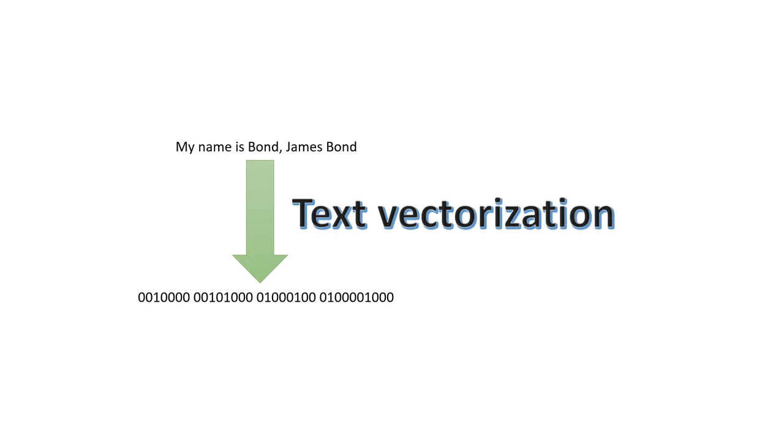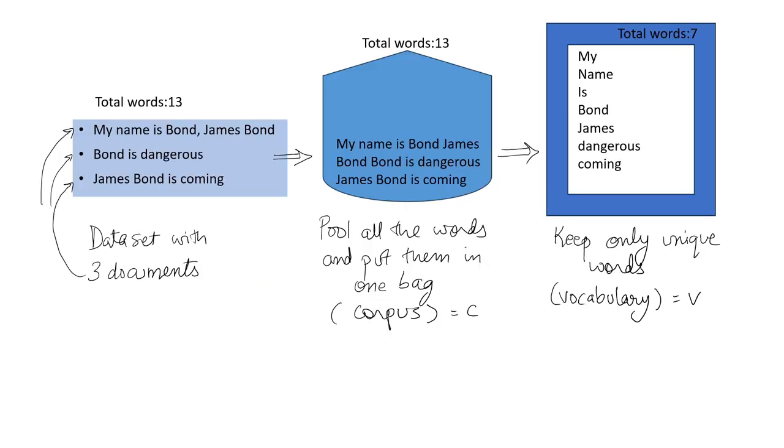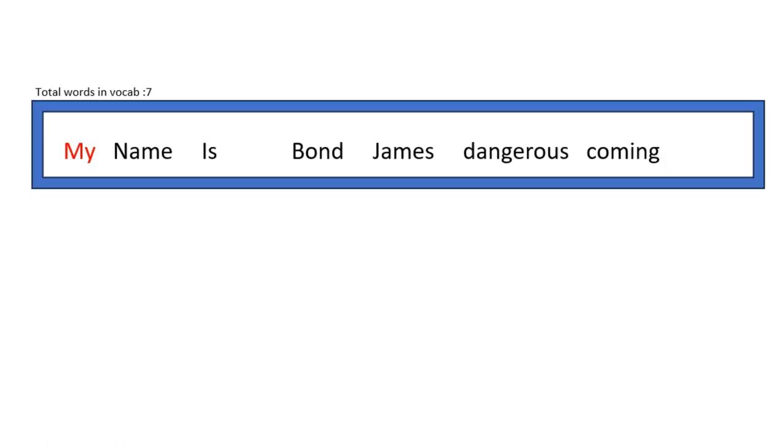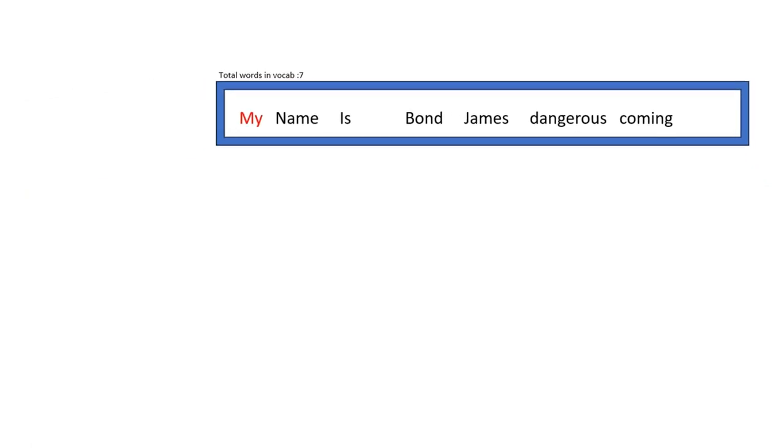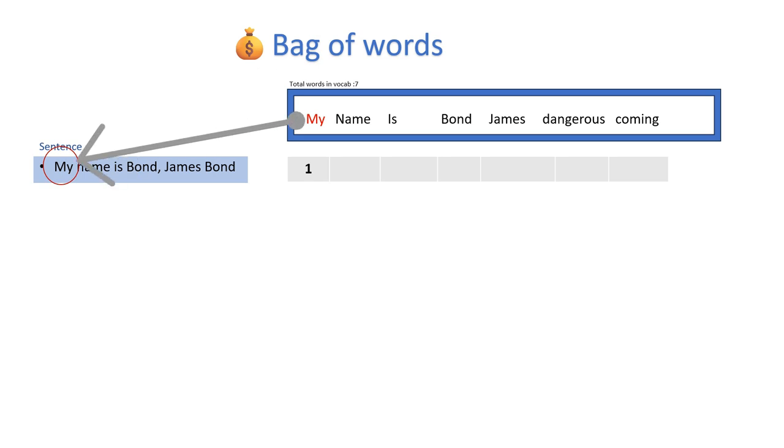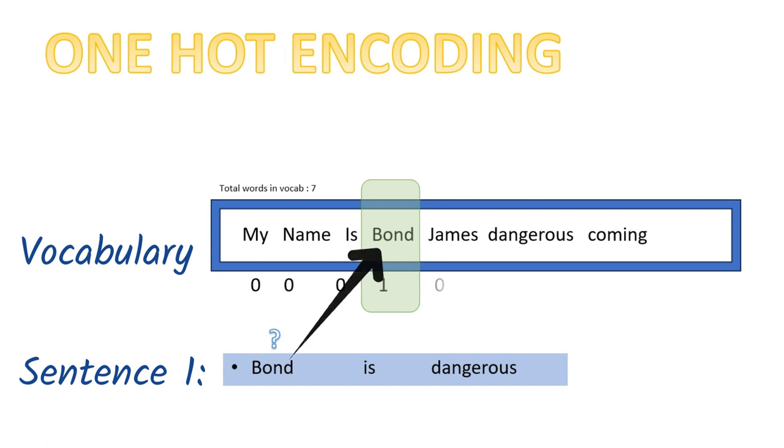The first step in text vectorization is creating the vocabulary. If you want to understand how vocabulary is created, check out this video. Once we have our vocabulary, we can apply the bag of words technique. In this technique, we start with the vocabulary and search each word inside the sentences or the document. This is different than one-hot encoding, where we start with the sentence and search in the vocabulary.